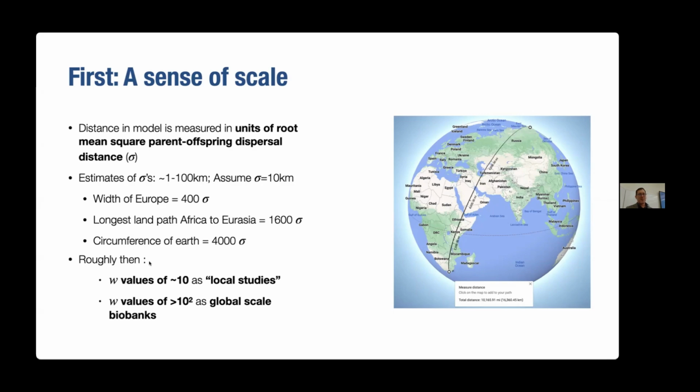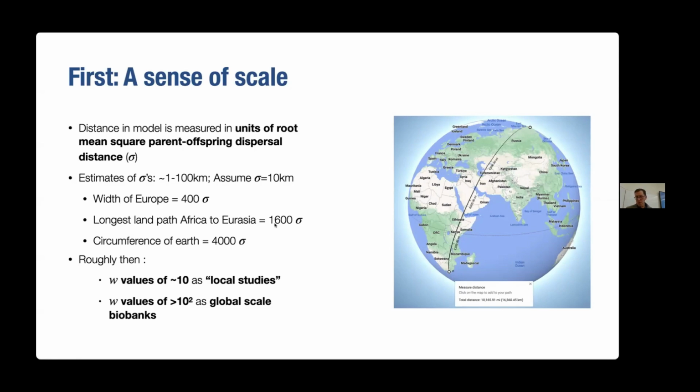So W values are measured in sigma, and a W value of 10 sigma would be something a little bit less than the width of Europe. Something that is 100 or larger is going to be more like the width of Europe, or getting to the scale of Africa and Eurasia. So you can think of 10 as kind of local-ish, like a subset of Europe, and 100 or larger, I think, is starting to get to global scale.